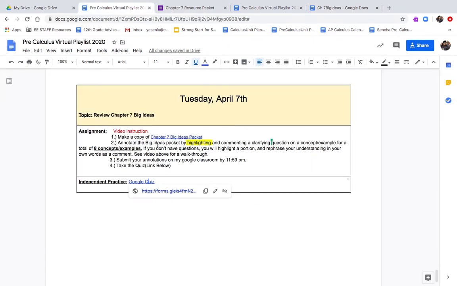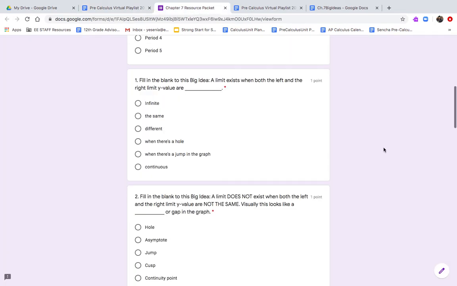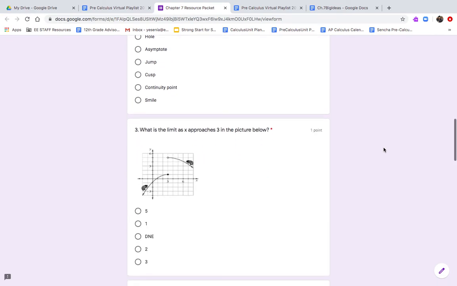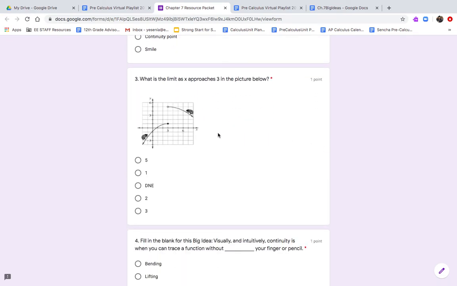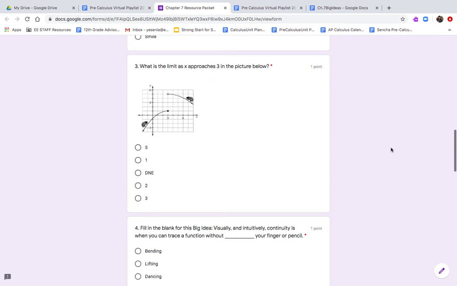Okay, now once you're done annotating the big ideas packet, creating 8 questions or 8 rephrasings, if you understand it, what you're going to do next is submit the annotations onto Google Classroom, because remember, you made a separate copy, so that's what you're going to submit. And then you want to take the Google quiz below. What I mentioned is this Google quiz is based on everything that's in the packet. So you just want to go back to the packet and take a look at it. Literally, the pictures and examples are all found in your packet.